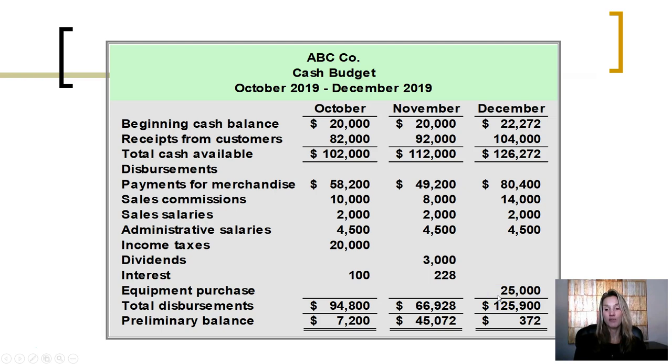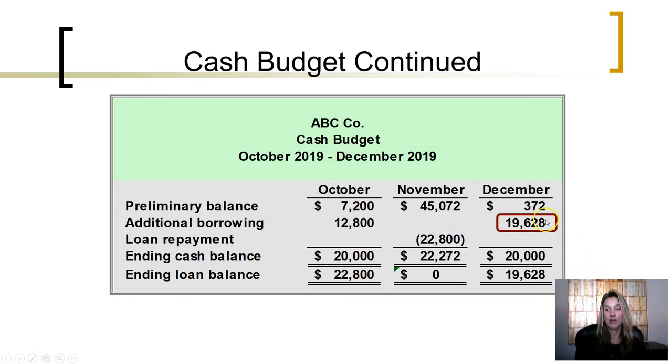But we do have to budget for an equipment purchase of $25,000, meaning we will have to budget for disbursements of $125,900 and a preliminary cash balance of $372,000. If we are budgeting preliminary to only have $372,000, we need a $20,000 cash balance, so we need to budget to borrow another $19,628 to get us to the minimum required cash balance of $20,000. Leaving us with an ending loan balance at the end of December of $19,628. That is the full cash budget.